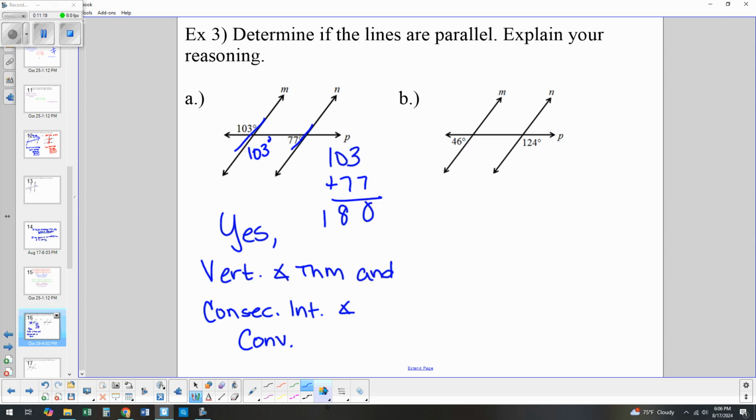We did not have to do it this way. I could have used a linear pair instead. I could have used vertical with the 77, and that would change the end result. I might have a different reason as to why the lines are parallel.